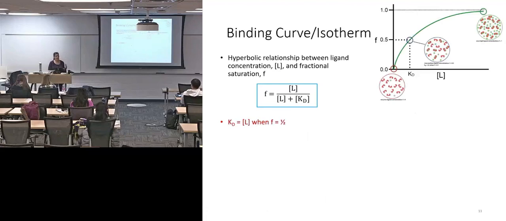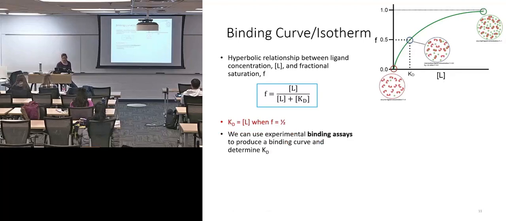So again, your hyperbolic relationship is what you're looking for if you have one-to-one binding. Okay. So you can plot fractional saturation versus ligand concentration. And then to make this curve, we use binding assays, and I'm going to talk about probably only one. But experimental binding assays would be used to produce this curve, and so then once you make your curve, you can get your information off of it.